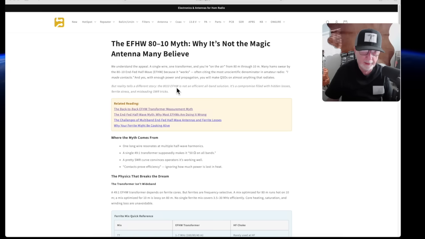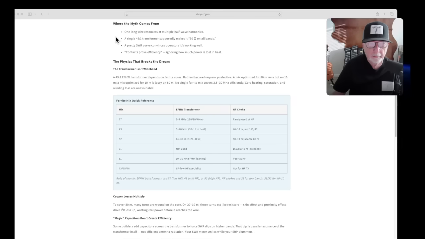The 80-10 end-fed half-wave is not an efficient all-band solution. It is a compromise filled with hidden losses, ferrite stress, and misleading SWR tricks. Now here we have the myths that are the basis of the all-band end-fed half-wave. Number one, one long wire resonates at multiple half-wave harmonics. A single 49-to-1 transformer supposedly makes it 50 ohms in all bands. A pretty SWR curve convinces operators it's working well. And contacts prove efficiency, ignoring how much power is lost in heat.